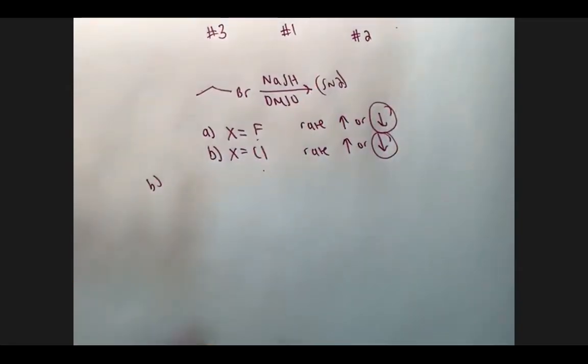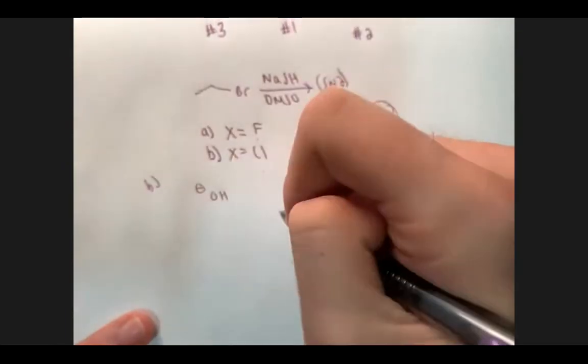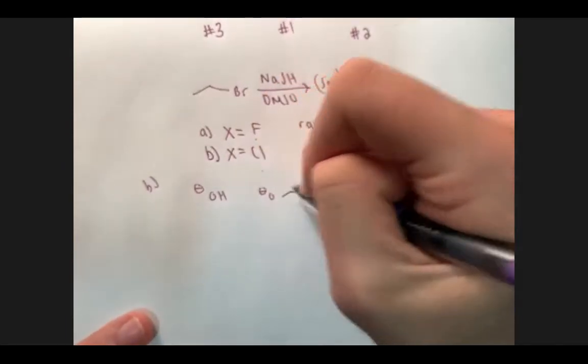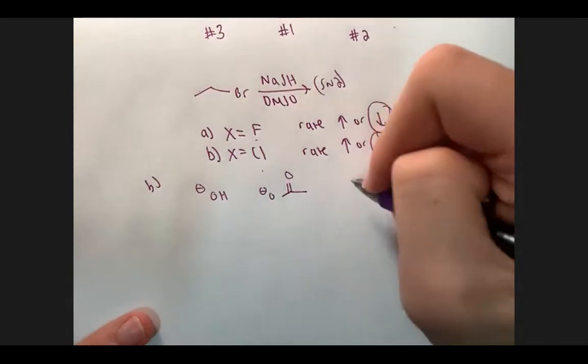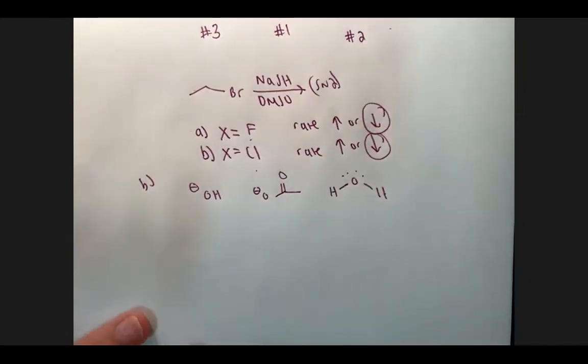For B, we have a different example. It looks like we have hydroxide, some sort of carboxylate anion, and we just have plain water. So let's think about these again. Remember leaving group ability. The first thing I think I told you guys, and I'm just going to say one word, and hopefully this helps: lightning.